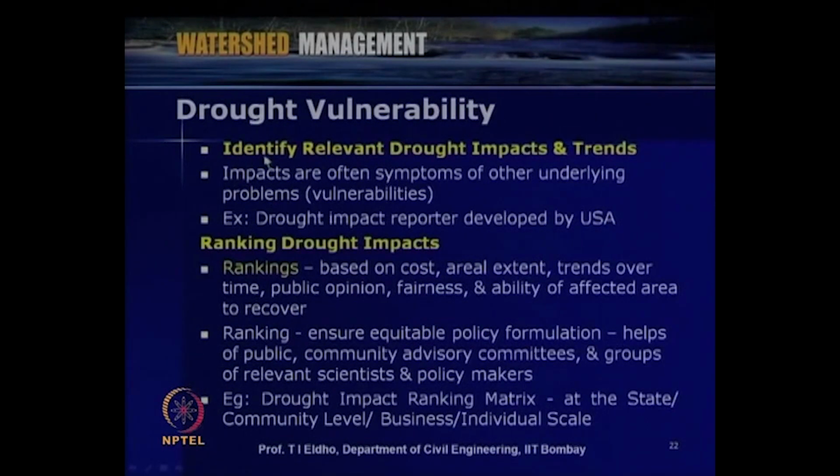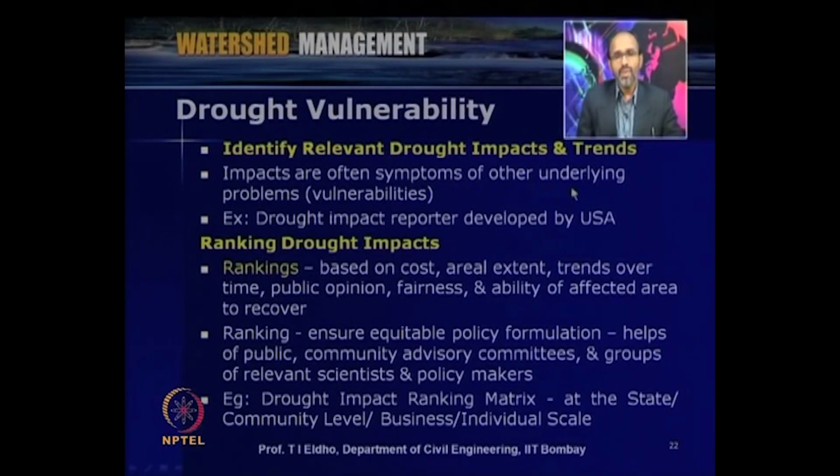When we discuss drought vulnerability, we have to identify the relevant drought impacts and trends. Impacts are often symptoms of other underlying problems like vulnerabilities. For example, the Drought Impact Reporter was developed by the United States of America. This Drought Impact Reporter shows whether a particular area is vulnerable or not.